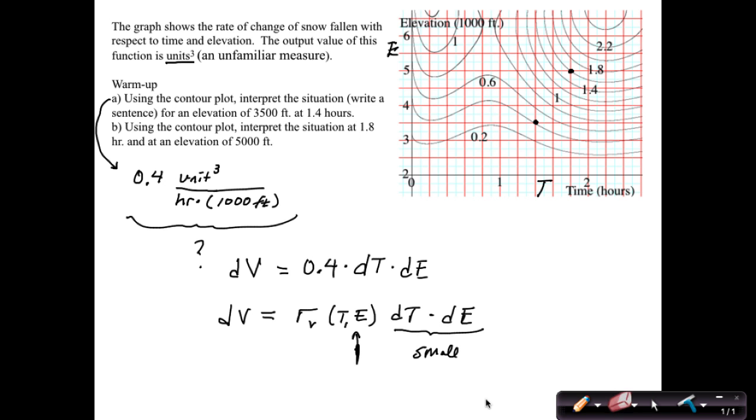Any other questions? All right, and we can do the same thing for this other one. So the other one is what the rate of change is, what, 1.6? Given small changes in each of your independent variables, your change in volume would be 0.6 times those changes of time and elevation. Okay, so multivariable rate function.